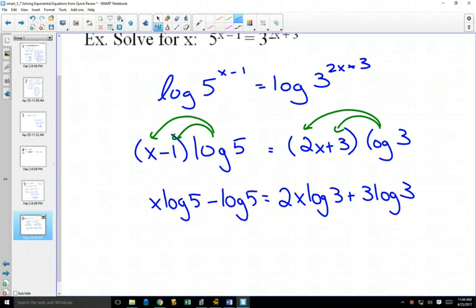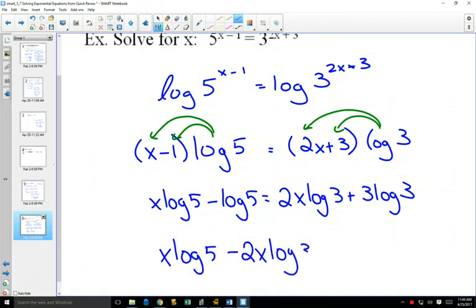So I have an x log 5 here. My other term with the x is there. I'm going to subtract that on both sides to get the x's on this side, and I'm going to put my numbers on this side. So I had a 3 log 3. I'm going to have to add log 5 to both sides. Now my numbers are on one side. My x's are on the other side.